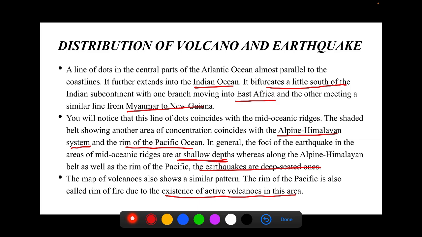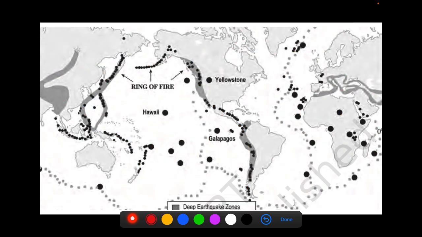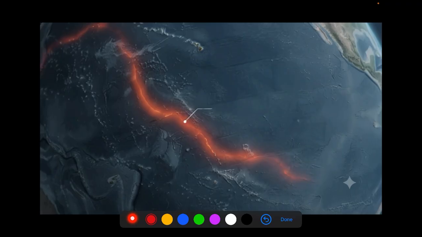So that is what we have to discuss in the distribution of volcano and earthquake. In this section, you have to remember the three main areas, the depth, and why the Pacific area is called a rim of fire or a ring of fire. It is because there is a high amount of active volcanoes present in this area. I hope this is clear to you, and now we will also imagine this Pacific ring of fire and these regions with the help of an AI video.